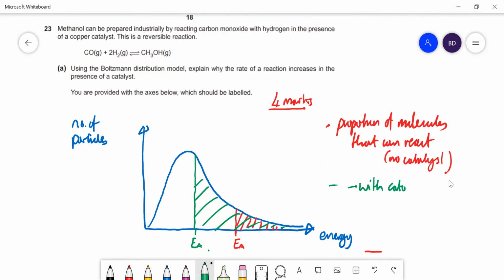It's a far greater proportion of molecules, and so more molecules have the required energy, so the rate of reaction is going to be faster. Okay.